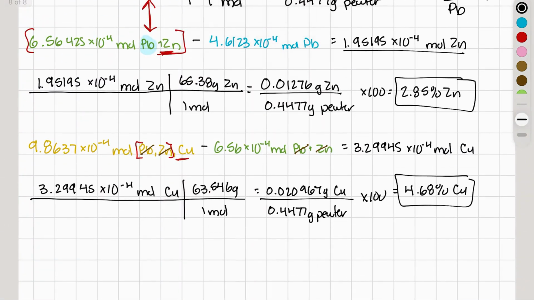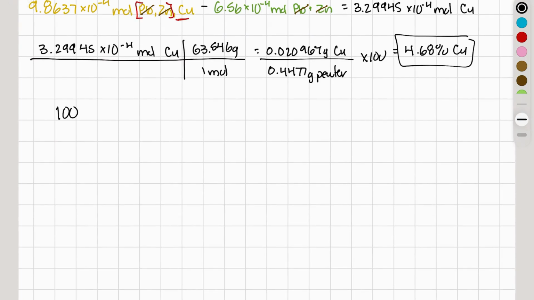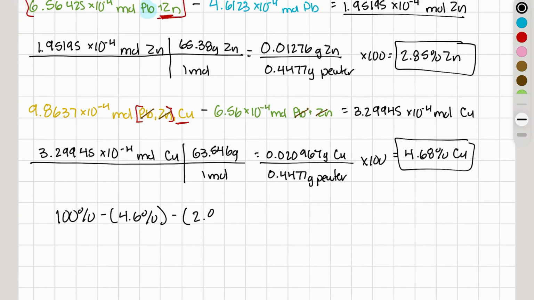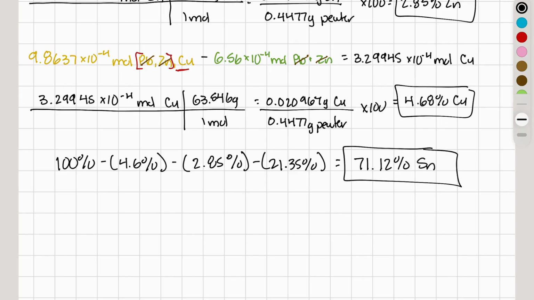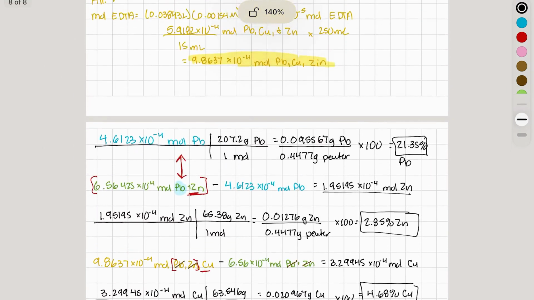We have lead, copper, and zinc. We now just need to get the amount of tin that was left. And since we know that this should all equal 100%, I'm just going to take 100% minus 4.68% for our copper, minus 2.85% for our zinc, and then minus 21.35% for our lead. And this should tell me that I have 71.12% tin. And that's it. I have everything I need.